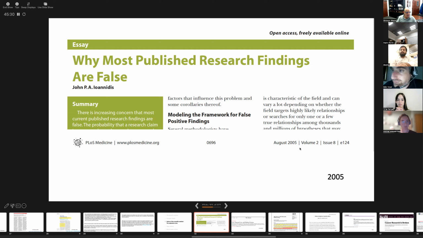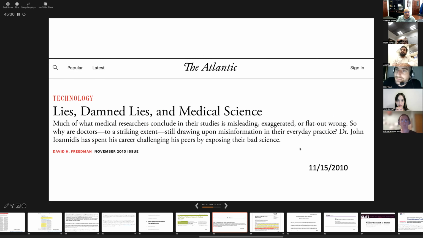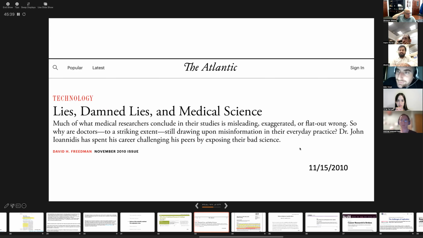Okay? He's one guy, 2005, and he keeps doing this. He writes several different comments. Here is, this is already just a public newspaper at the Atlantic. And this guy Friedman writes about Ioannidis, lies, damn lies, and medicals. Much of what medical researchers conclude in their studies is misleading, exaggerated, or flat out wrong. So why are doctors, to a striking extent, still drawing upon misinformation in their everyday practice?